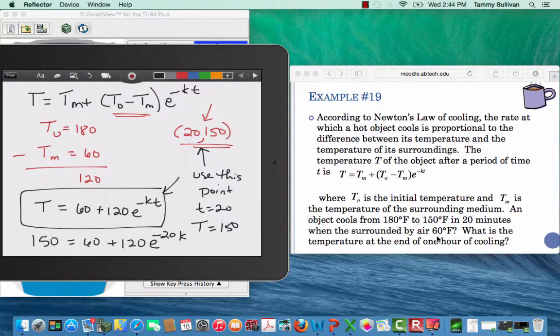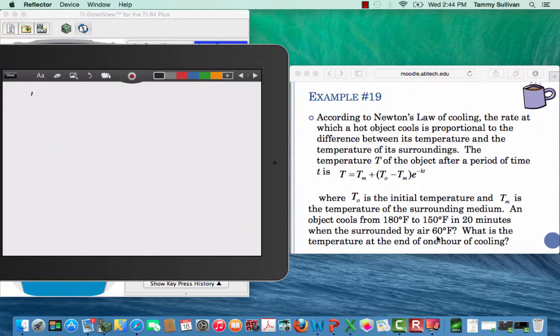So I'm going to solve this just like I did before, but I'm going to subtract 60 from both sides, and in doing that I'm going to have 90 equal to 120 e to the negative 20k. Now just like before, I'm going to get the e term all by itself. So when you reduce these fractions, you're going to get 3/4 is equal to e to the negative 20k, or 0.75 is equal to e to the negative 20k.